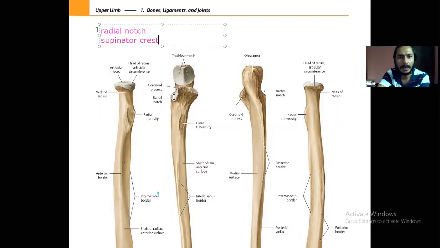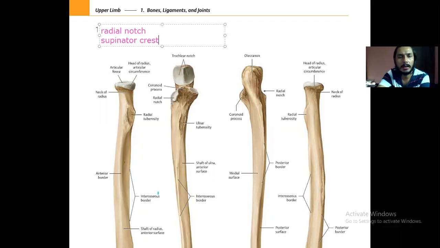Now in the lateral surface, you will see the radial notch, then the depression to accommodate the radial tuberosity, and the sharp posterior margin of this depression. That is the supinator crest.